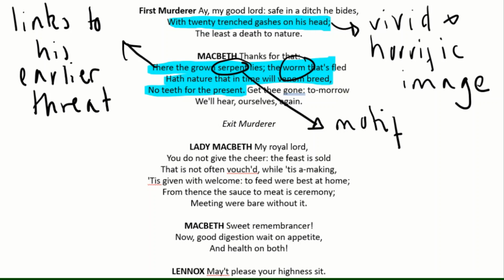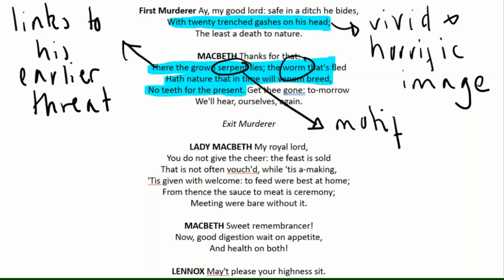So the murder exits. Lady Macbeth says, "My royal lord, you do not give the cheer, the feast is sold. That is not often vouched while 'tis a making. 'Tis given with welcome to feed. We're best at home, from thence the source to meet is ceremony, meeting or there without it."